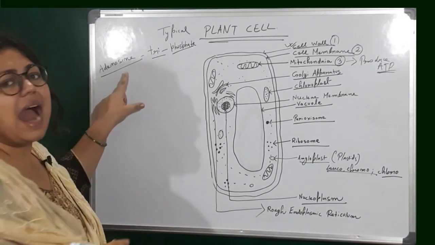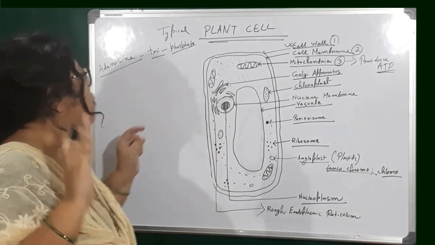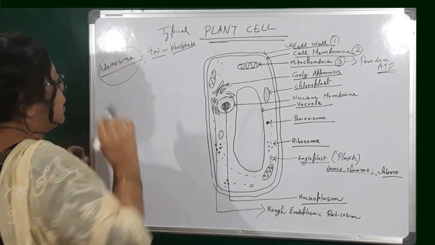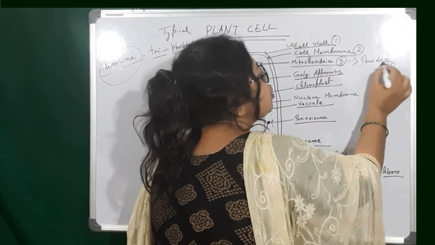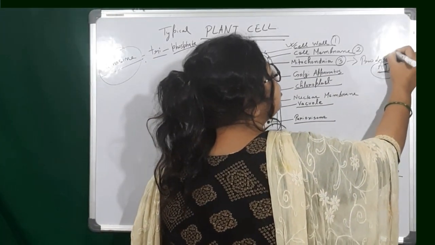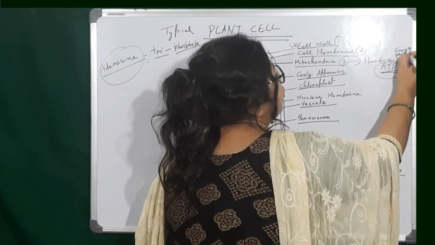Can you see this? Adenosine triphosphate. So three molecules of phosphate with its adenosine bonding. Okay, so this is the ATP, and this is also called the energy molecule. The energy molecule.